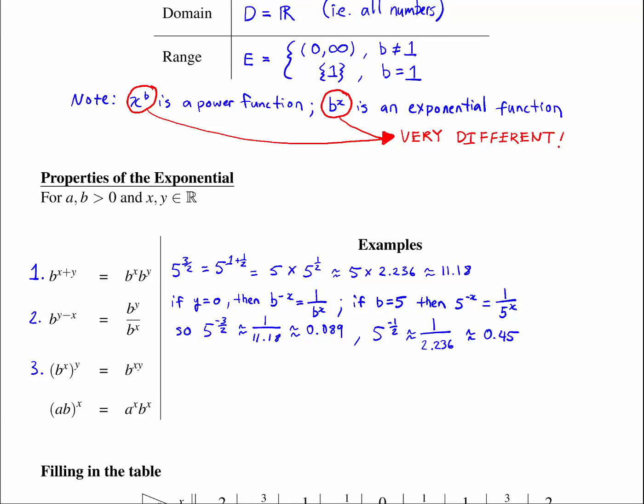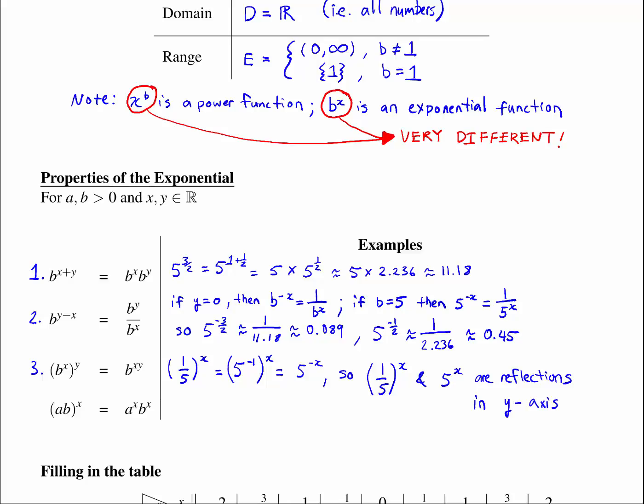Well, what we could do is take 1/5 to the x, and then 1/5 is just 5 to the minus 1, which is just the reciprocal. And so we could take y to be minus 1. The formula then gives us 5 to the minus 1 to the x is equal to 5 to the minus x. And so what this means is that 1/5 to the x is equal to 5 to the minus x. And this means that 1/5 to the x and 5 to the x are reflections of each other in the y-axis. You just substitute x with minus x.